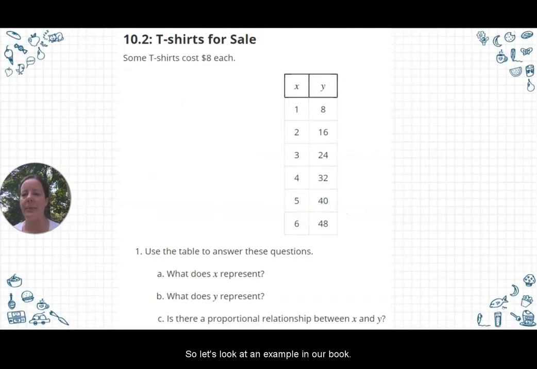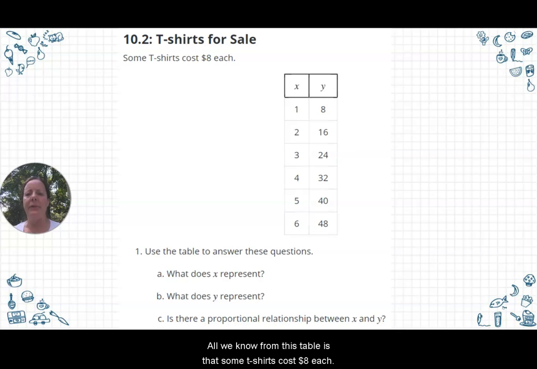So let's look at an example in our book. All we know from this table is that some t-shirts cost $8 each. We're going to use this table to answer these following questions.